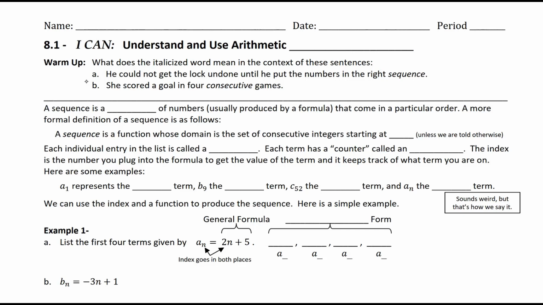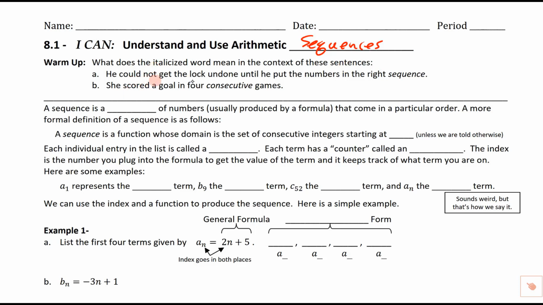This is the start of Unit 8, and we're going to be talking about sequences. So let's write the word sequences here. Sequences. And 8.1 deals with understanding and using arithmetic sequences. So that's how we pronounce that word right there, arithmetic in this case. It's an adjective. So the warm-up here says, what does the italicized word mean in the context of these sentences?